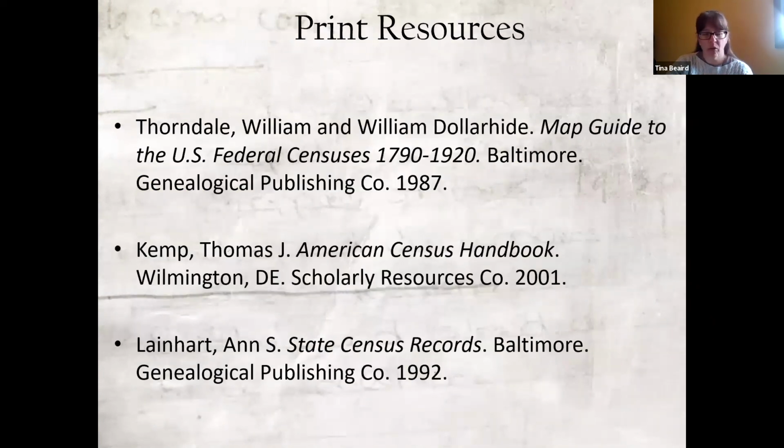Don't underestimate the importance of books. By all means, there are some great census guides and handbooks out there. Ann Lainhart's book, State Census Records, is out of print, so you might have to find it through interlibrary loan from your library. William Thorndale's book of maps is available in HeritageQuest. That's what they digitized when they put that collection up. But the print book is always really useful to look at as well.